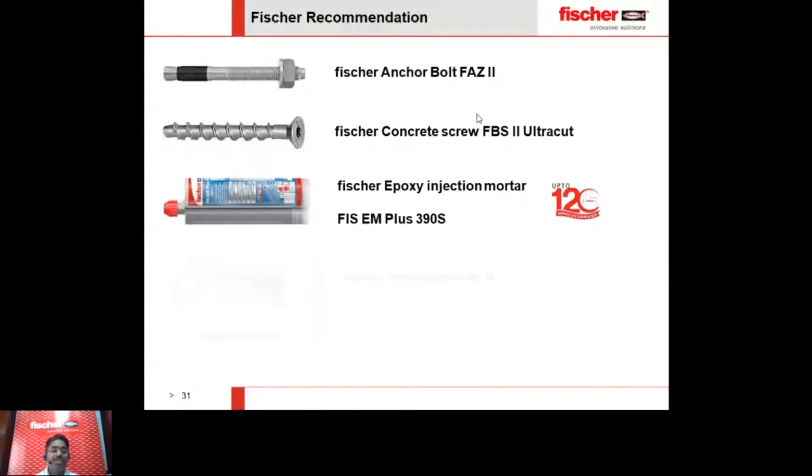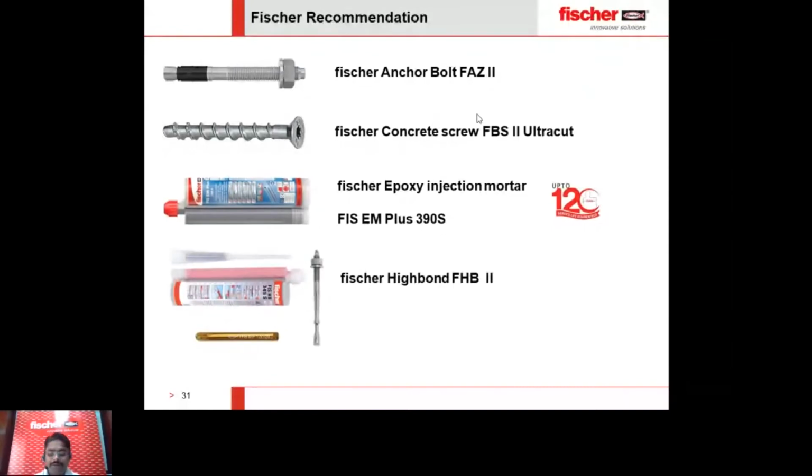And last but not least, Fischer high bond is also a very good anchor. In terms of chemical anchors, it can be installed very near to the edge, and the spacing required is less than for any other chemical anchor. So if the load is very high, you can go with Fischer high bond FHB2.